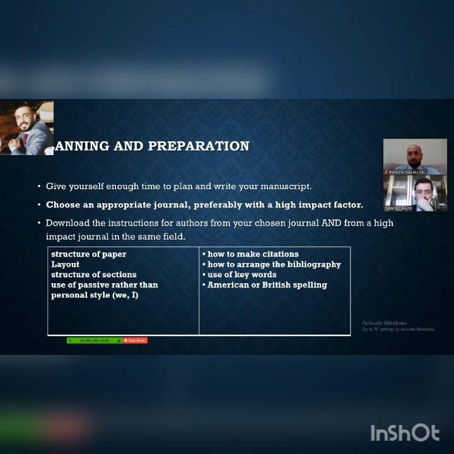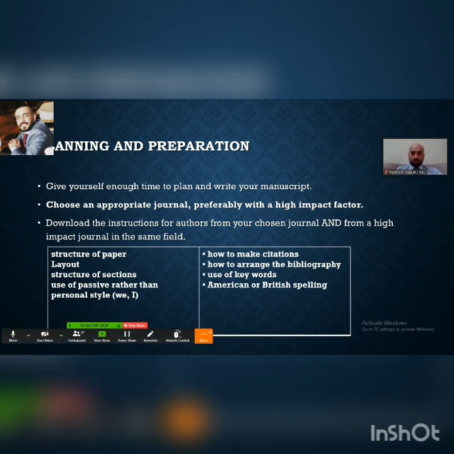So first you have to download the instructions to know what the standard instructions of the journal are, the structure of the sections, which is the same structure of the paper. Some journals, it's okay for them to use passive voice rather than active voice. Some journals don't want you to use passive voice in your papers. Also, it depends on the specialty that you are in.